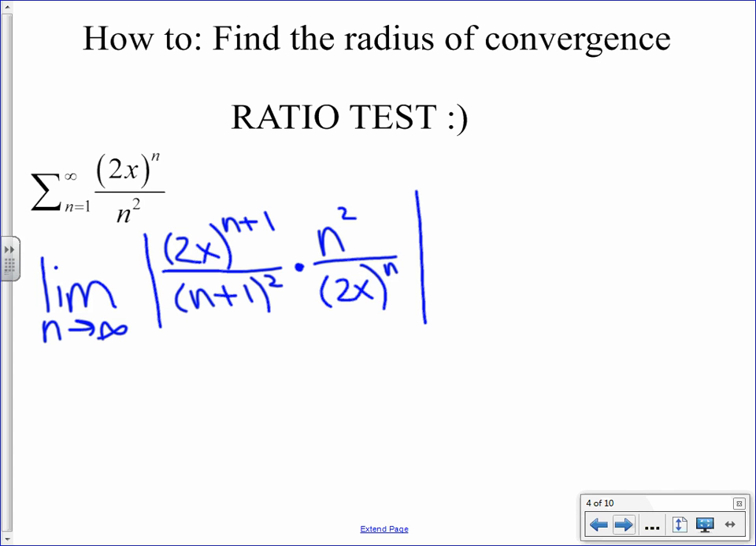Okay. Now remember, we're taking a limit as n approaches infinity. X is just there, okay? And I think that may be what was hard yesterday, to figure out what the heck to do with X, right?